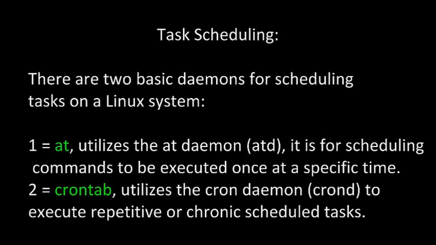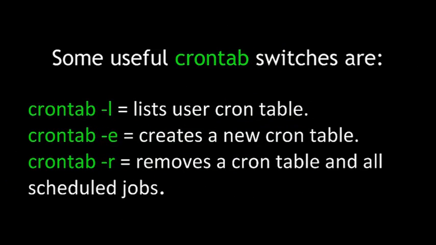at a specific time. The second one, crontab, is the one we're interested in this time. It utilizes the cron daemon, or crond, and it's used to execute repetitive or chronically scheduled tasks. Some useful crontab switches are crontab -l, which lists the user cron table, crontab -e, which creates a new cron table, and crontab -r, which removes a cron table and all scheduled jobs if you're done with it.